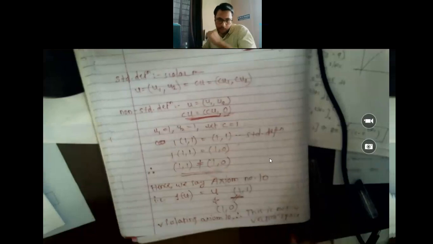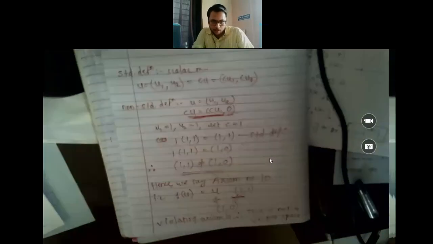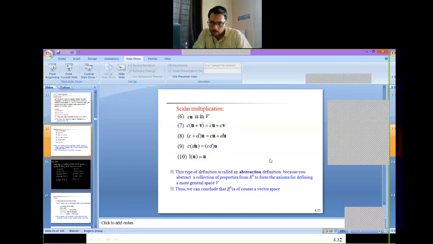So I think this is the 9th or 10th example. Are you getting this now? For your sake, I am also showing you the 10th axiom: 1 into u should equal u, but it is not getting u. It is different than u because of the non-standard definition given by them. Please consider that whatever they have given is correct.